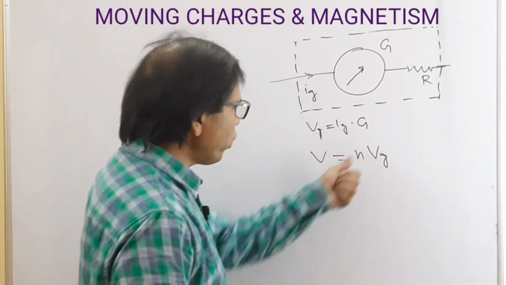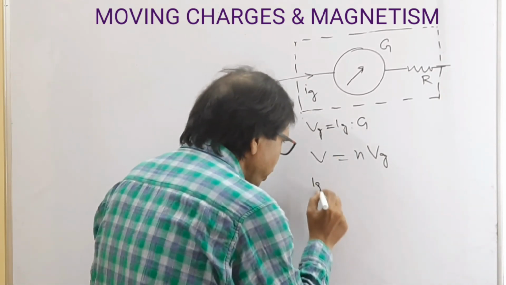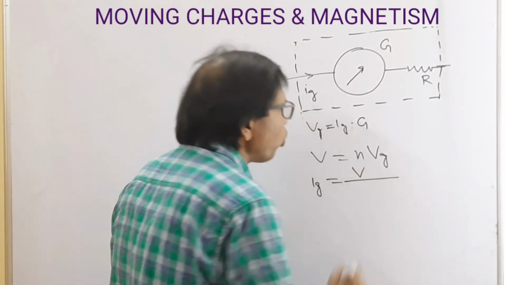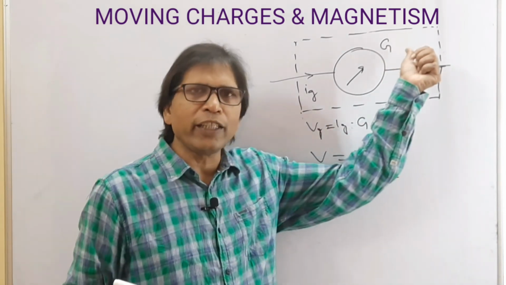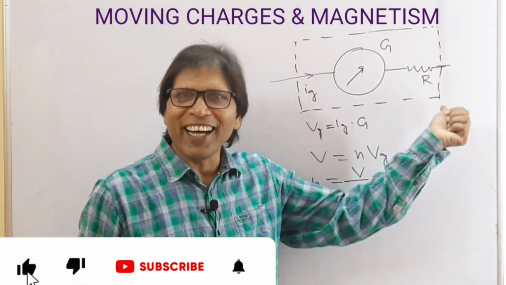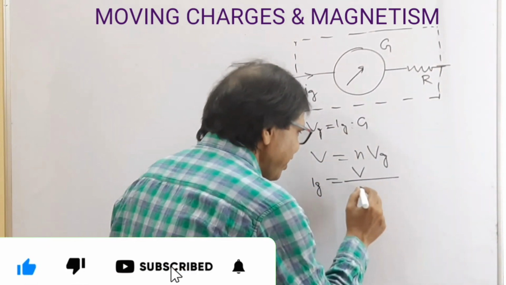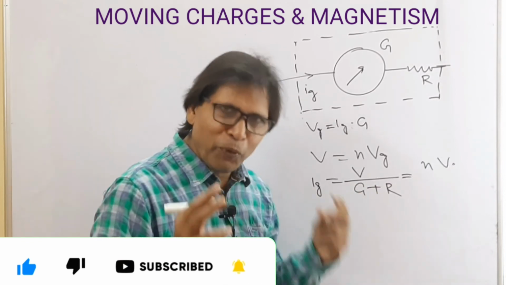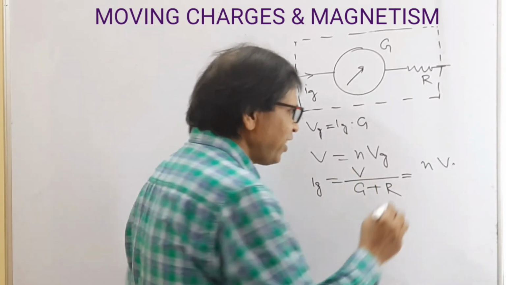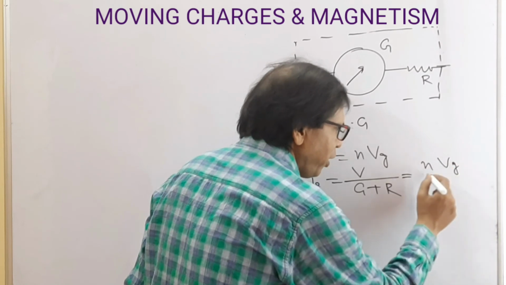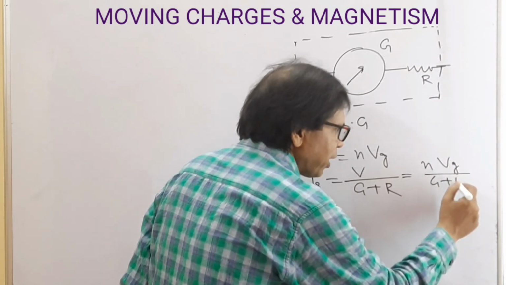Okay. Now look at this. Here Ig equal to V divided by total resistance. What is the total resistance? G plus R. So look at this. This is the G plus R. Now put the value of V. This is the V into N into Vg divided by G plus R.